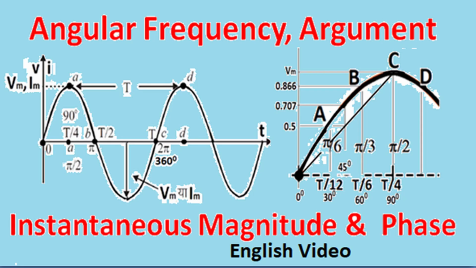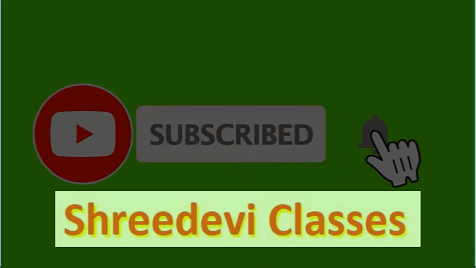We hope this beautiful learning video has enhanced your subject understanding about alternating quantities. Now you could understand what is a relation of angular frequency and argument, and how instantaneous magnitude can be understood in terms of phase, and phase can be represented both in time and angle, but degree angle system is most convenient and also most popular.